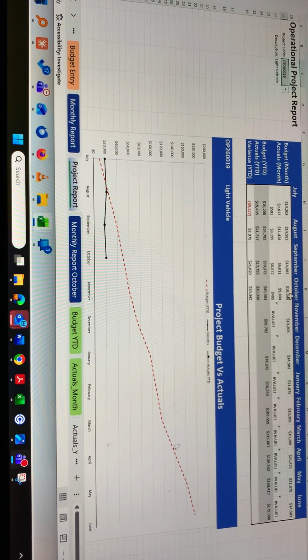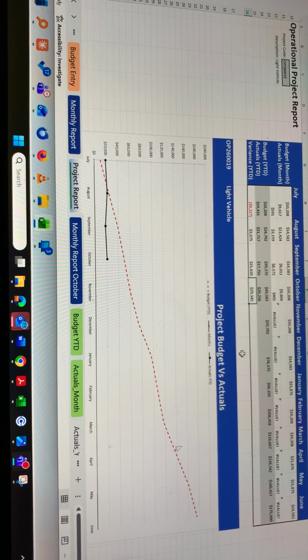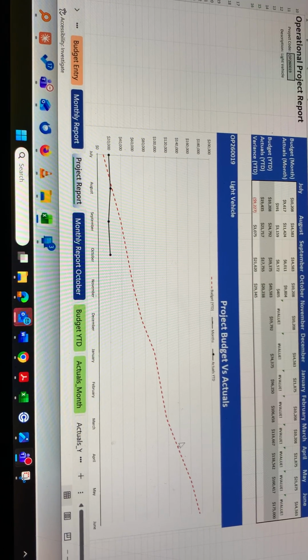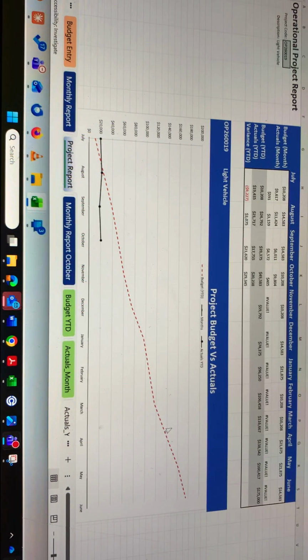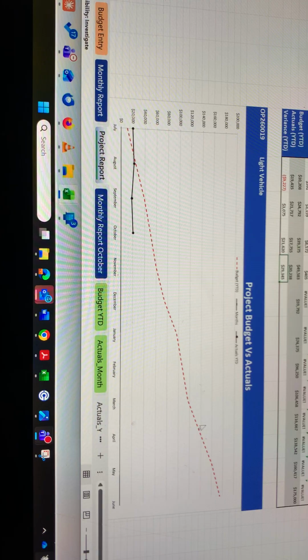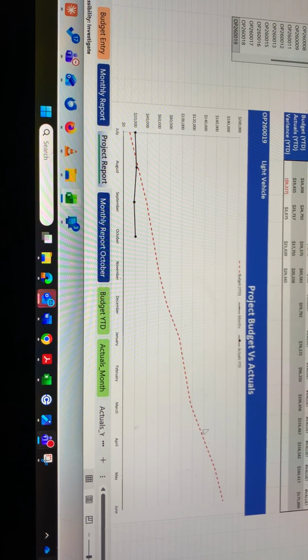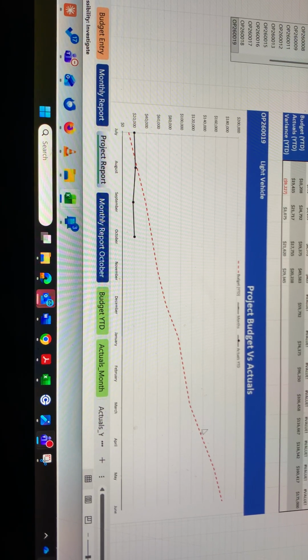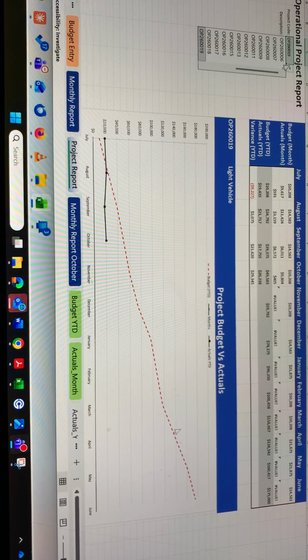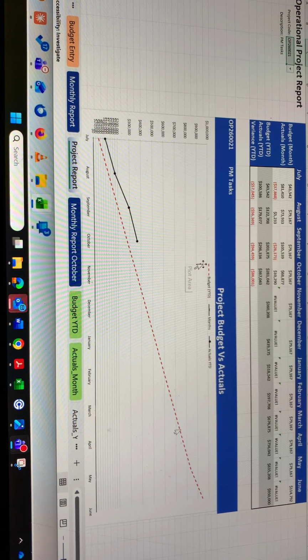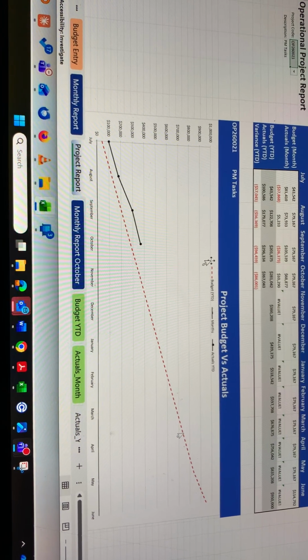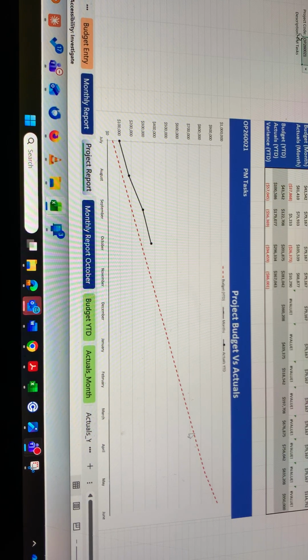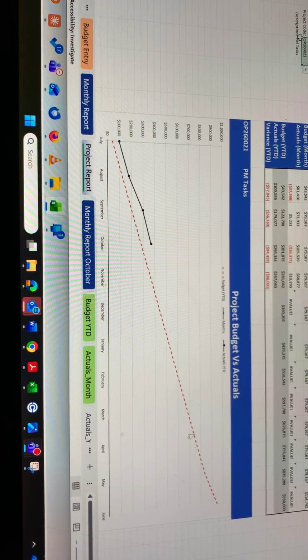Light vehicles. No concerns there. I would imagine we'll see a rise in light vehicles coming shortly. We're not far out from the roadworthy stuff, so we'll start incurring costs shortly with tyres and things.